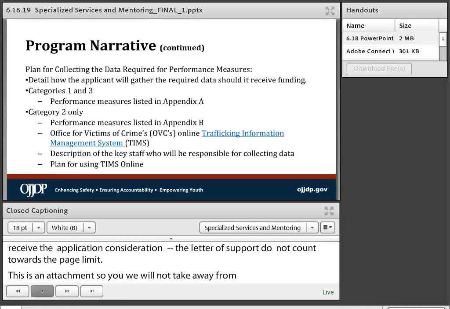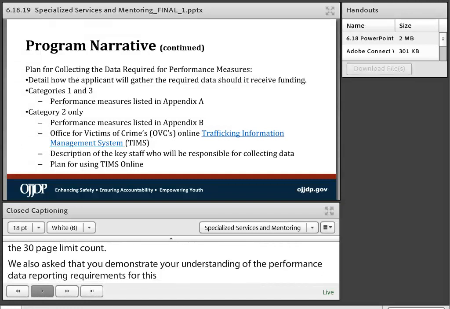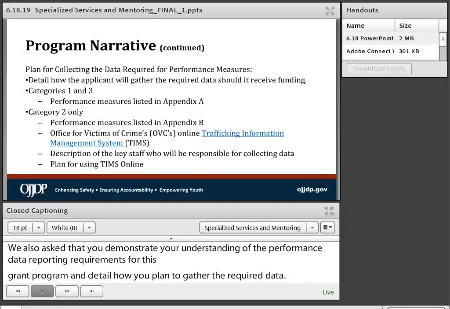We also ask that you demonstrate your understanding of the performance data reporting requirements for this grant program and detail how you plan to gather the required data. It doesn't mean that you have to submit performance measure data with your application, just your plan and your understanding of what we will be seeking and how we will be gathering it, and your plan for gathering that required data.